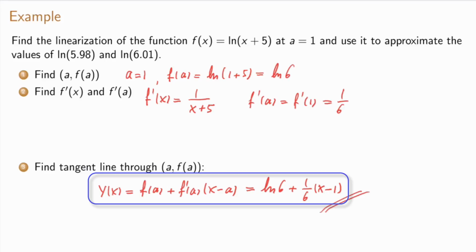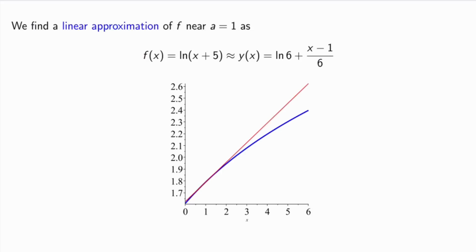Let's look at this graphically and see how it does. Here we go. So here I show the function f. This is ln of x plus 5. And then the red line is the linearization, y of x equals ln 6 plus 1/6 times x minus 1. And you see here at the point 1, we have perfect tangentiality, right? So the red and the blue curve overlap, and the red touches the blue very, very smoothly.